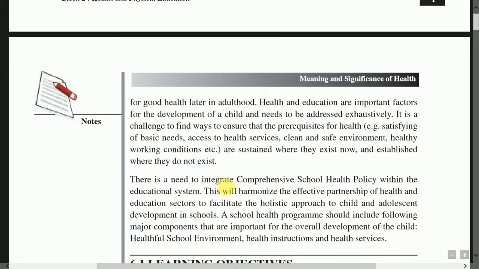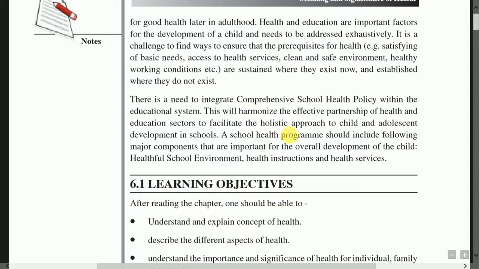There is a need to integrate a comprehensive school health policy within the educational system. This will harmonize the effective partnership of the health and education sectors to facilitate a holistic approach to child and adolescent development in schools. A school health program should include the following major components that are important for the overall development of the child: a healthful social environment, health instruction and health services.